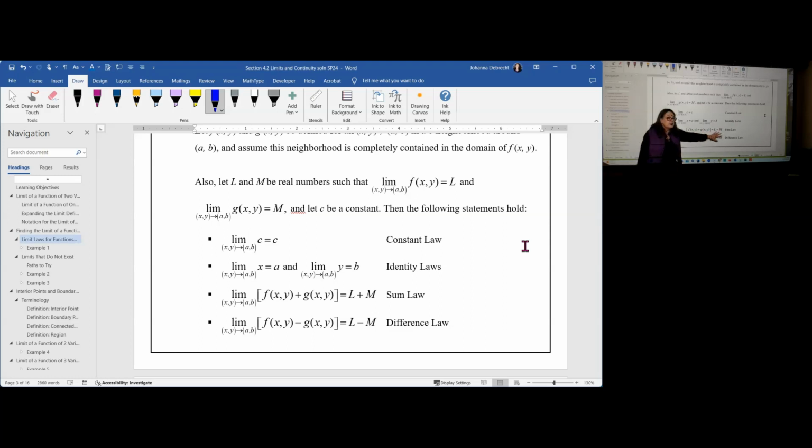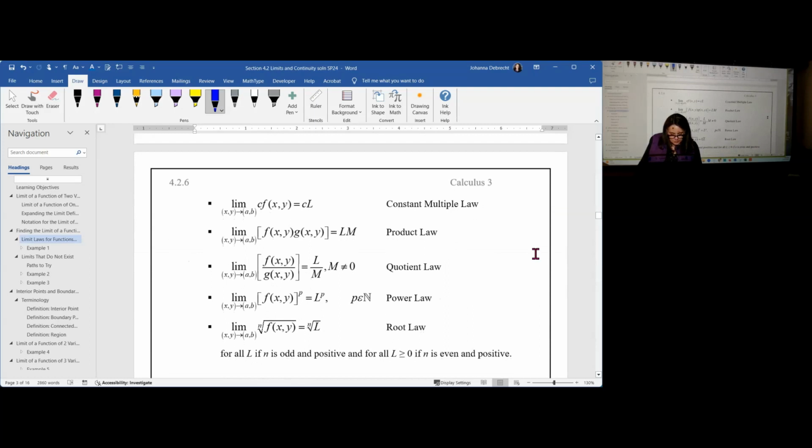What about the sum and difference laws? These work here just as they did in functions of a single variable. If you have two multivariable functions added together, then the limit of their sum is the sum of the limits. In other words, you can split it into two individual limits and then find the sum. Same for the difference, provided, of course, that the limit exists. You can only split it up if the limit exists. If the limit does not exist, then you cannot split it up before you find the limit.